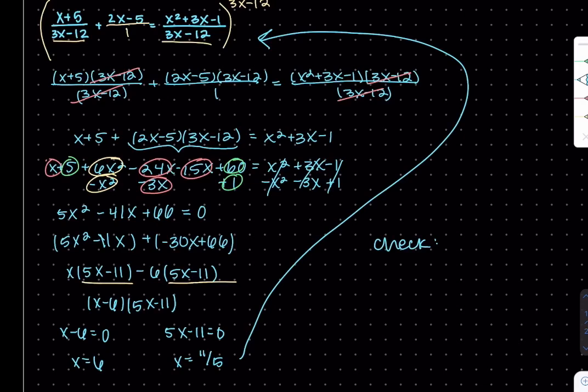But when we plug in x equals 6, we're going to get 53 over 6 equals 53 over 6. So that works. And when we plug in x equals 11 over 5, we're going to get negative 29 over 15 is equal to negative 29 over 15. So that works as well. So your two solutions are going to be x equals 6 and x equals 11 over 5.